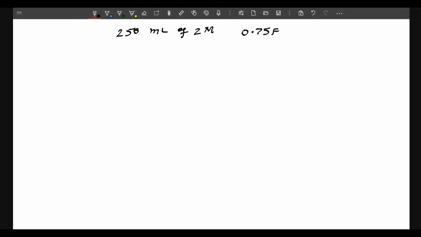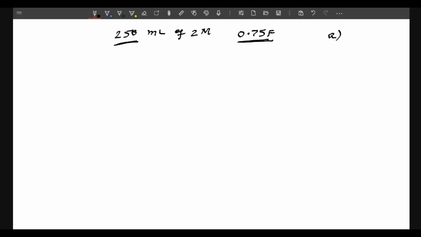Here we are going to calculate, using this solution and the current of 0.75 Faraday, how many moles of copper sulfate have been deposited. By making use of this, we can easily calculate the amount required, but finally you have to convert it for 250 ml of the solution. The molarity we are going to calculate is per liter, but convert it into 250 ml of the solution. Then only you will get the correct answer.